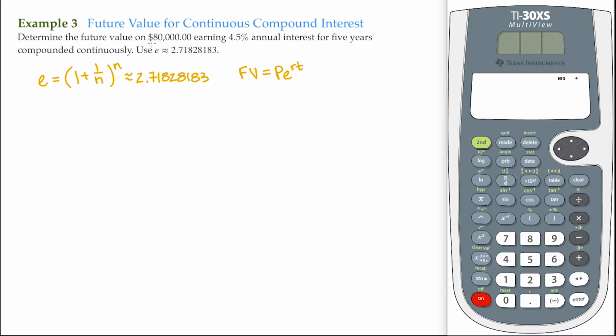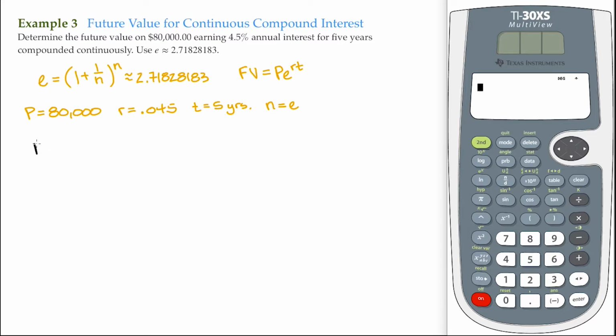2.71828183. So it's good practice to go ahead and list whatever variables we know. We're going to determine the future value. So we have a principal here of $80,000. We have an annual interest rate of 4.5%. The length of the loan, T, is equal to 5 years. And it's compounded continuously, so we could say that N is going to be E.